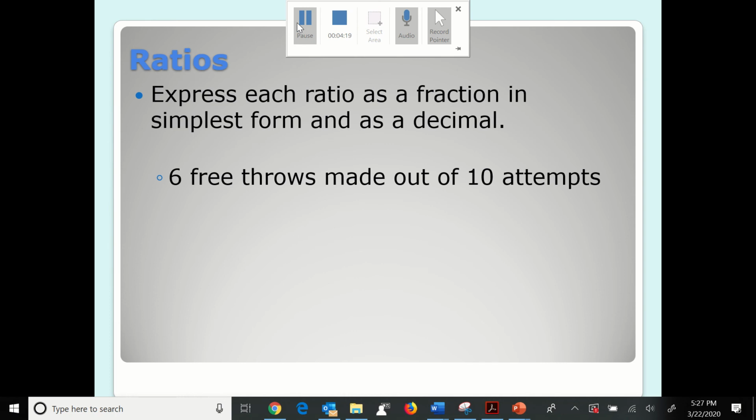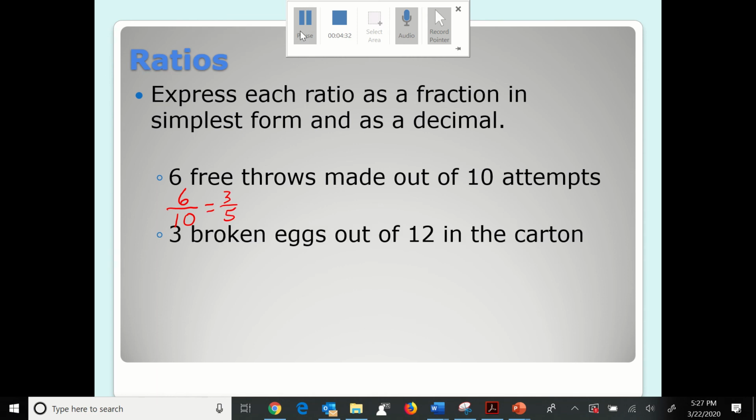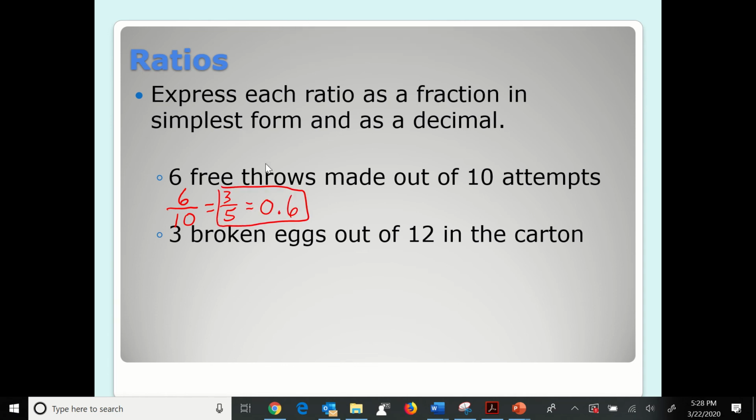Express each ratio as a fraction in the simplest form and as a decimal. So first off, 6 free throws made out of 10 attempts. Well, if you made 6 out of 10, that's 6 over 10, 6 divided by 10, which is 3 to 5, which as a decimal is 0.6. So 6 free throws made out of 10 attempts is 3 to 5, or 0.6.